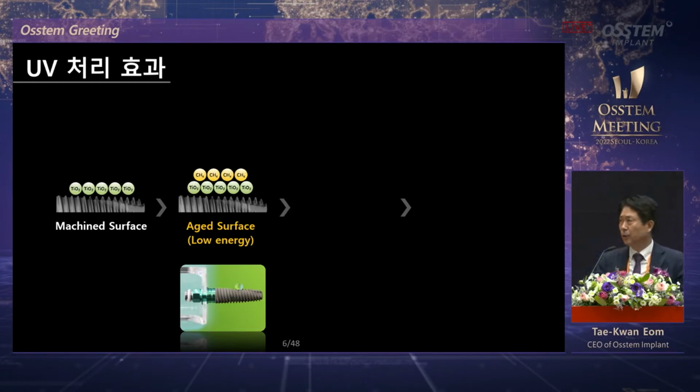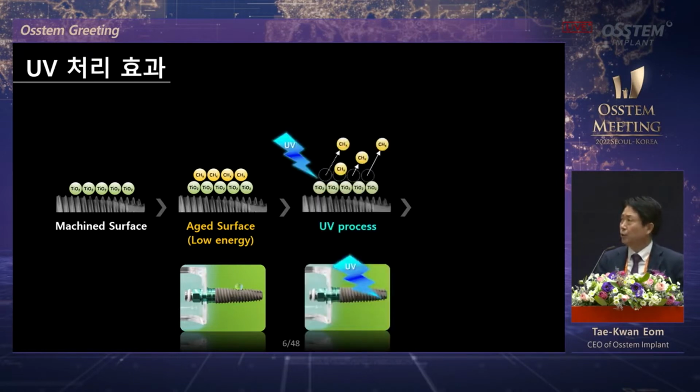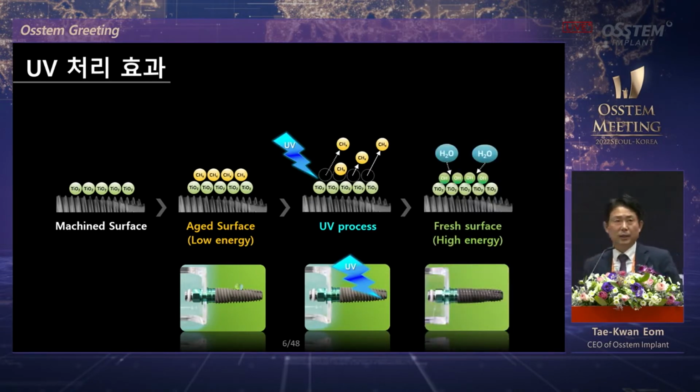I'm not saying hydrophobicity is bad. It is relatively not good. So there's a hydrophobic characteristic, and if UV is projected, the hydrocarbon would disappear and OH would be attached on the surface. Because of OH, H2O would be absorbed. So the surface is aged and goes back to a fresh surface.